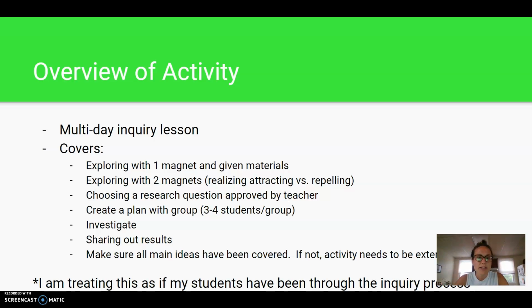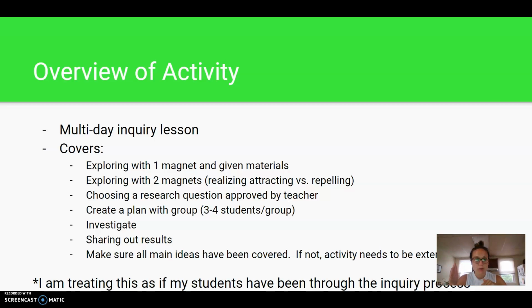So for an overview of the activity, this would be a multi-day activity. We would start with exploring with one magnet and a baggie of materials, some being magnetic, some being non-magnetic. The students would be sorting them, followed by the students exploring with two magnets and seeing the connection between the two magnets, like what happens with them.